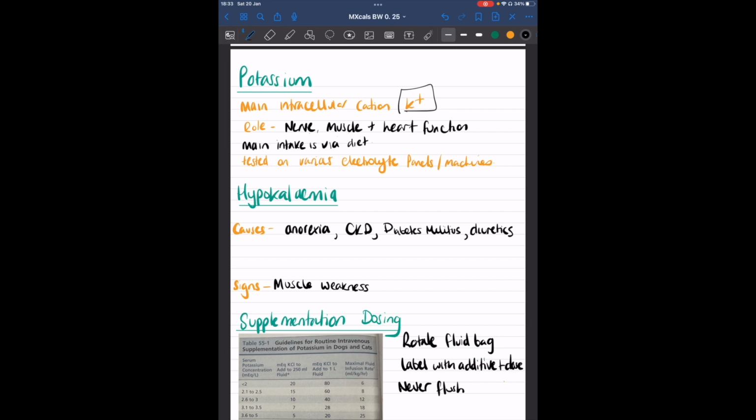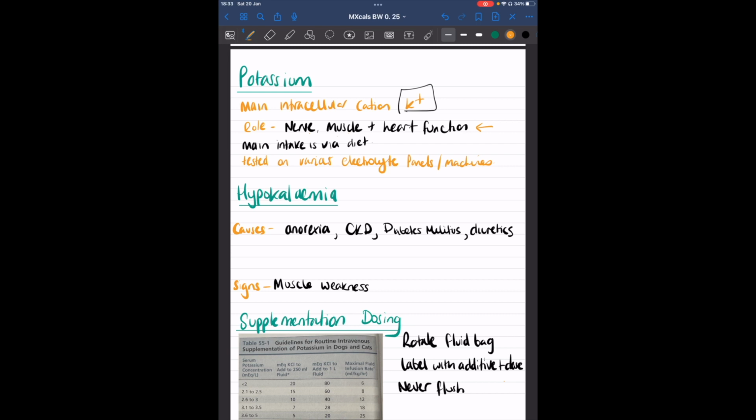And when we talk about being low in the blood, we say hypokalemia. So sometimes that kalemia part is something we've got to start associating with potassium. It's not something that you say commonly. The role of potassium is it helps with nerve, muscle, and heart function. So it is super important. And animals mainly get their potassium from their diet.